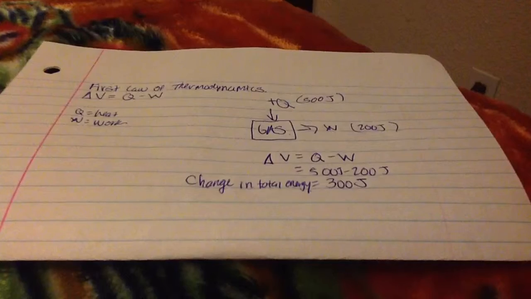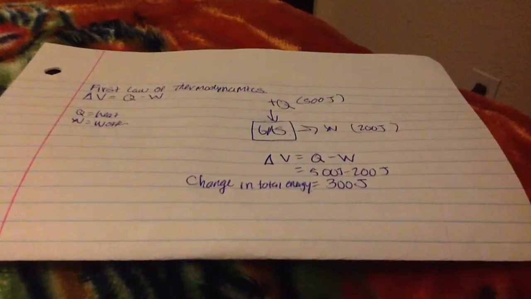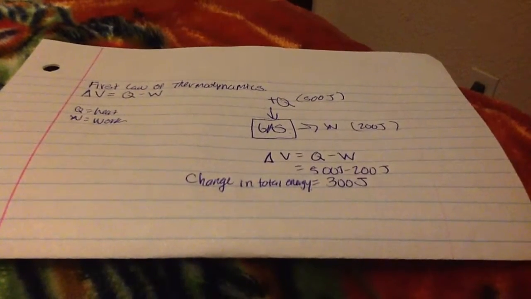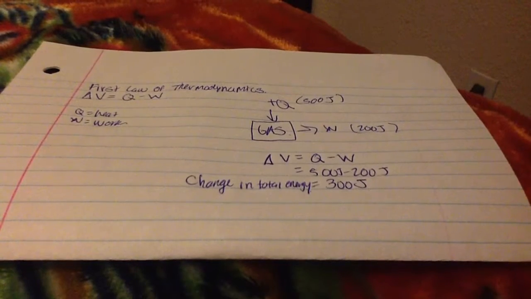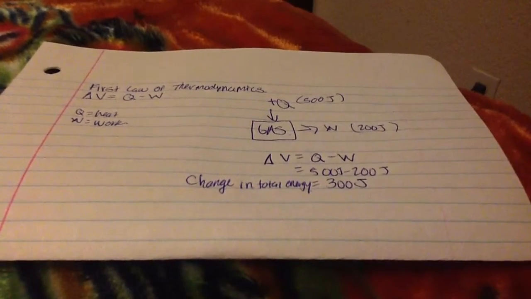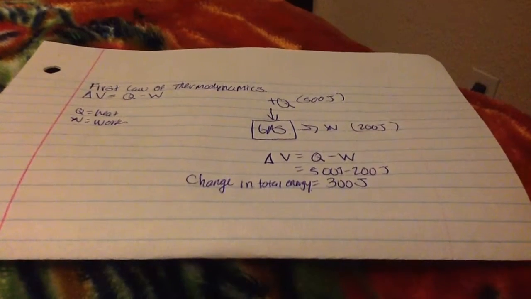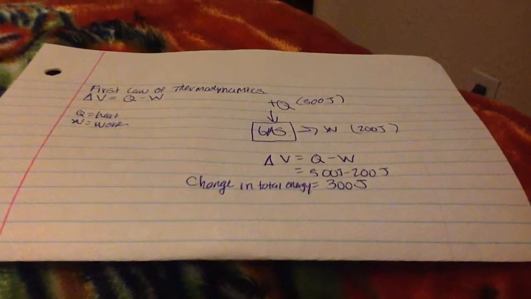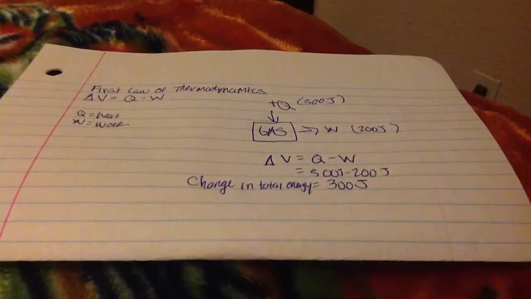The first law of thermodynamics, where delta U equals Q minus W, Q equals heat, and W equals work. Right here in the problem, positive Q goes into the gas and work is done to the right. W equals 200 J and Q equals 500 J.